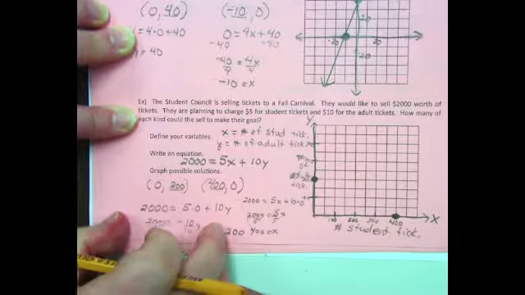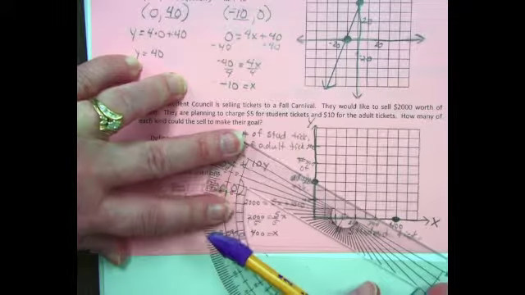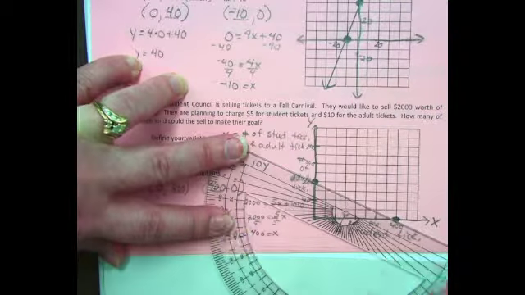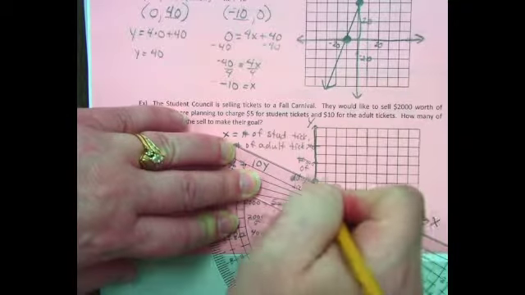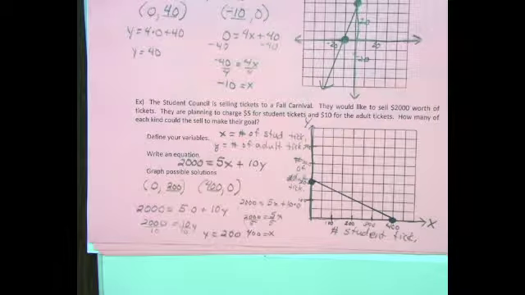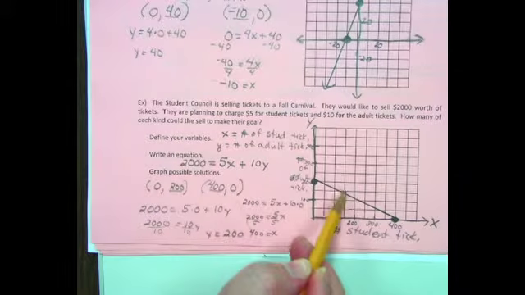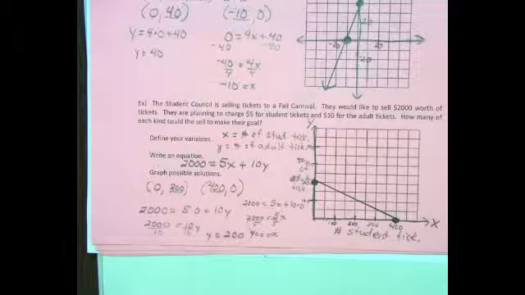And now we're going to draw our line. And that stands for all the different possibilities in between. Again, take your time and use a straight edge. So all these other ordered pairs in between are different possibilities the student council could sell and still earn $2,000.